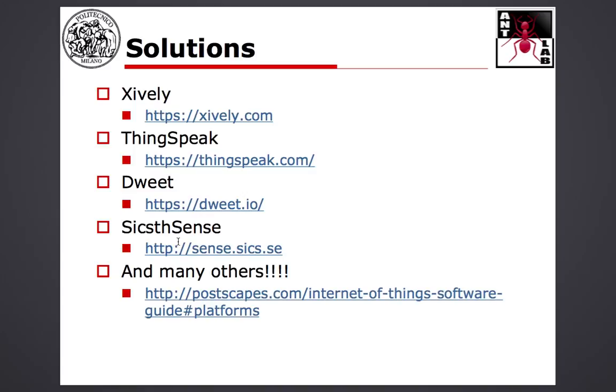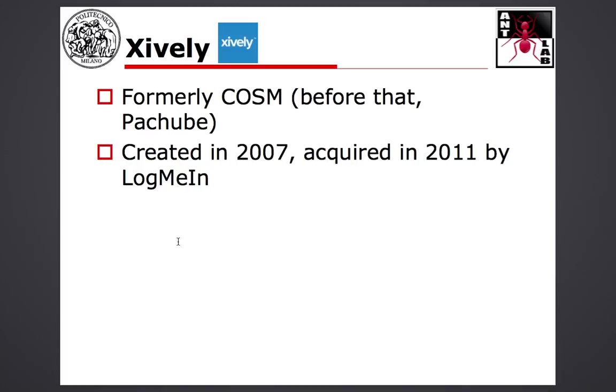Okay. So let's talk a little bit about Xively. Let's see in detail what it's about, okay? So as I was saying, it was created in 2007. Actually, the first name was PatchB, an acronym for Patch Bay, which is a system where you have cables and you connect different system inputs and outputs. Then it became COSM, and then it became Xively. They changed name a lot of times until they were acquired by this company. So some money started to come in, basically.